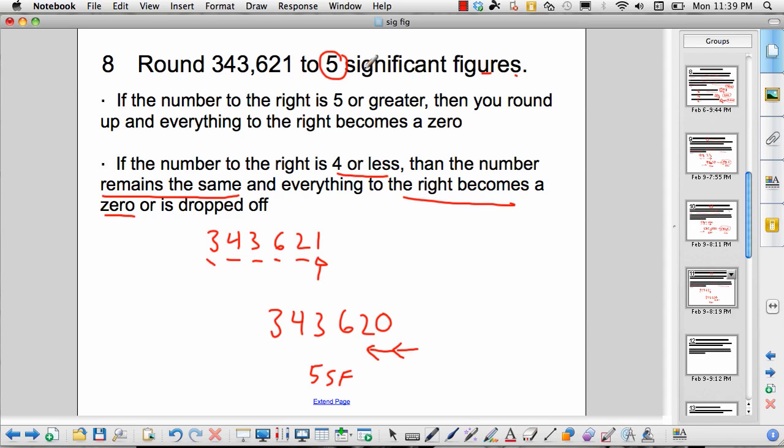Comparing what we want to what we got, that's the number I want. That means I'm all done. I don't have to drop anything off on this one because my answer already has the desired number of sig figs that they're looking for. Let's take a look at two more examples.